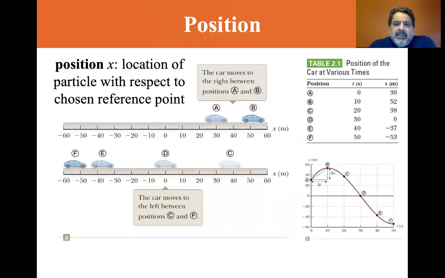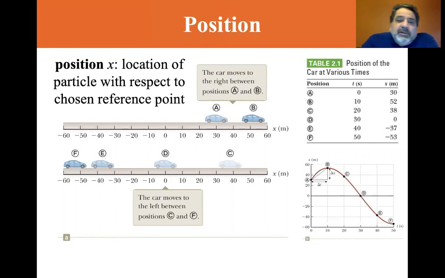Okay, let's take a car. You can see that at A, at time 0, if you look at the chart, it's a table, the different positions A through F, and you can see that it's timed every 10 seconds: 0, 10, 20, 30, 40, 50, and it gives you the position. So at time 0, the car starts at 30 meters. Then at B, it goes to 52.